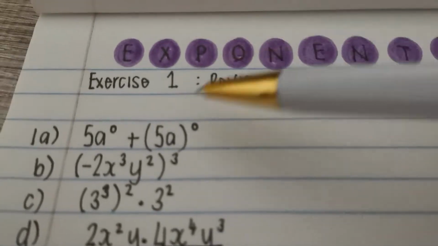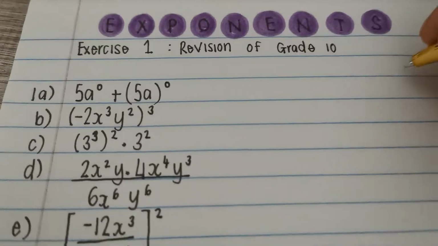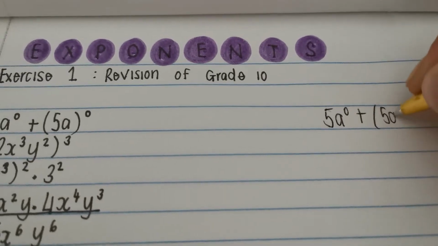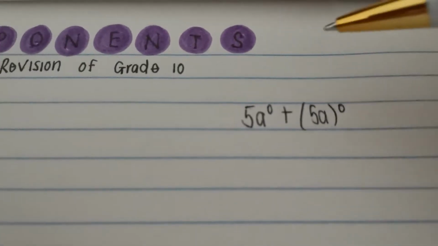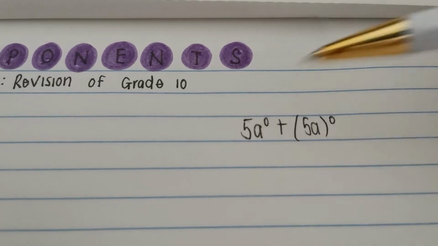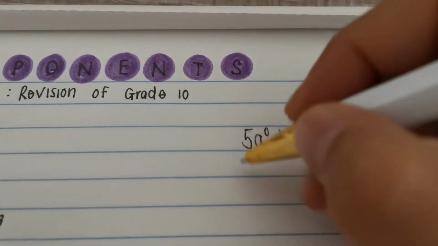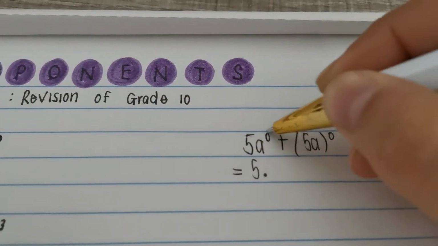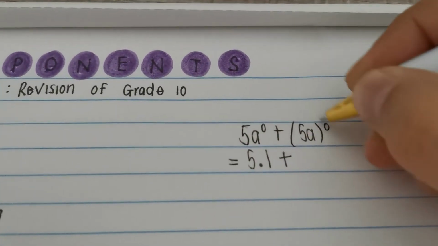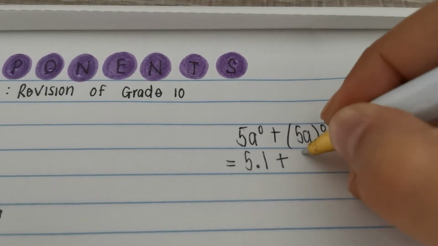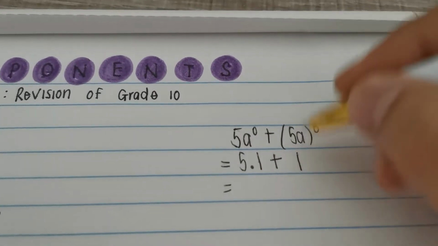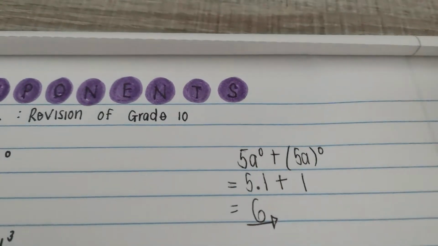Question 1a, let's rewrite each of them as I'm going along. I've got 5a to the power of 0 plus, in a bracket, 5a to the power of 0. Now, there's a difference between these. The 0 over here applies only to the a. This 0 applies to everything in the bracket. So this one is 5 multiplied by anything to the power of 0, which is 1. You don't have to write this, I'm just showing you. And here the whole bracket is to the power of 0, so 1. Leaving me with 5 times 1, plus 1. So 5 plus 1, giving me a final answer of 6.